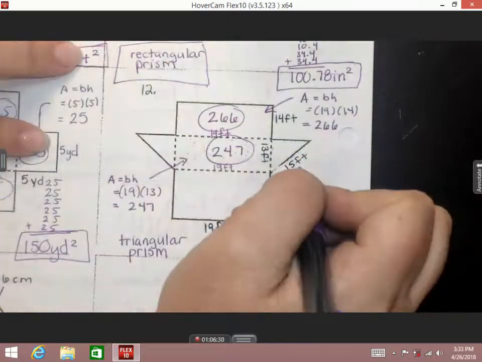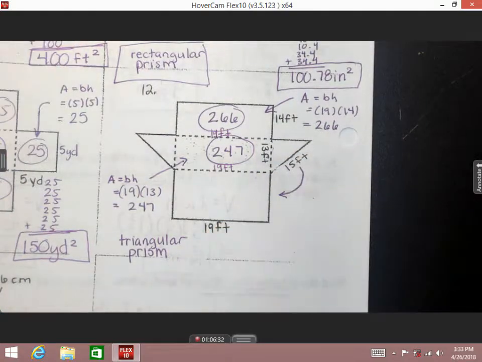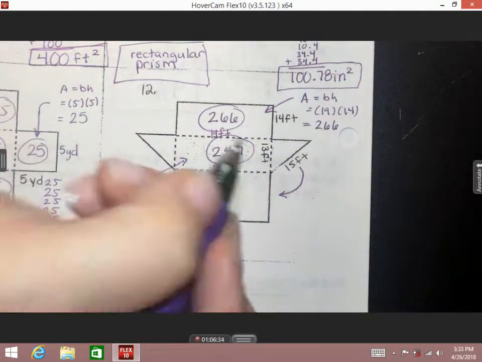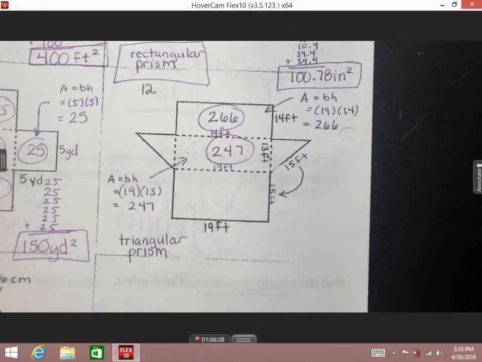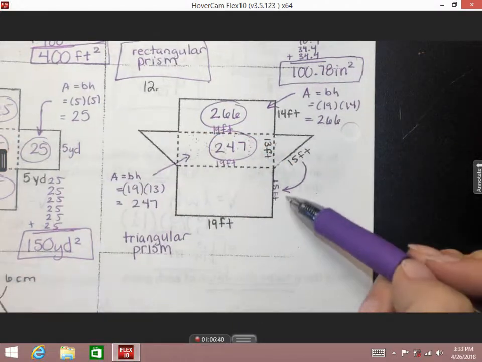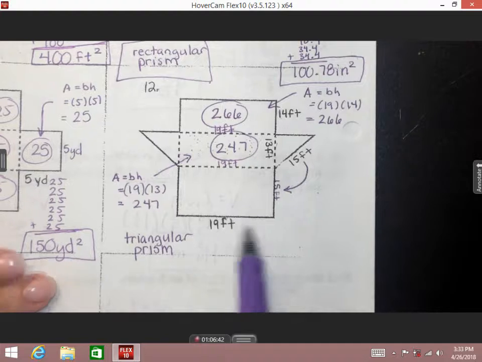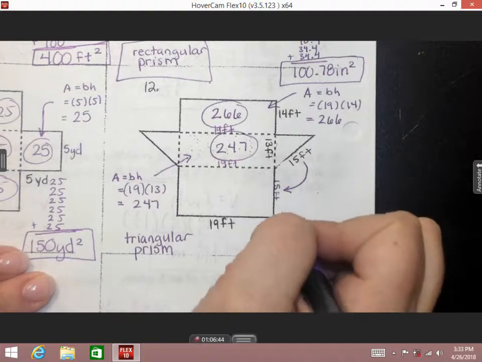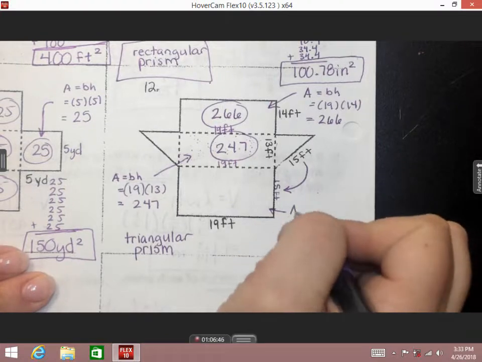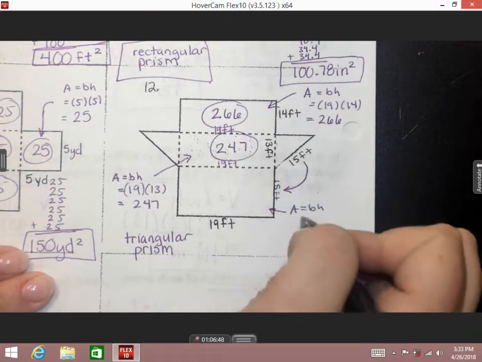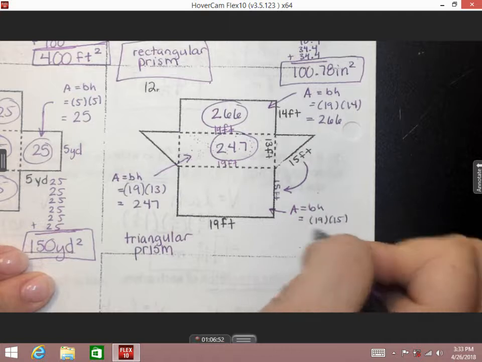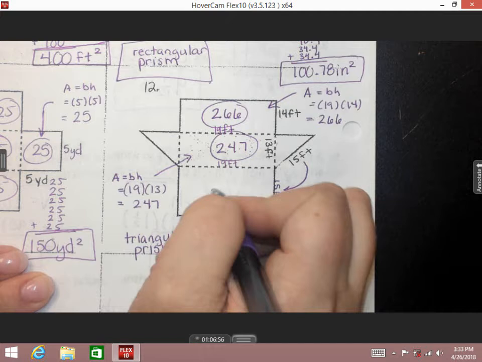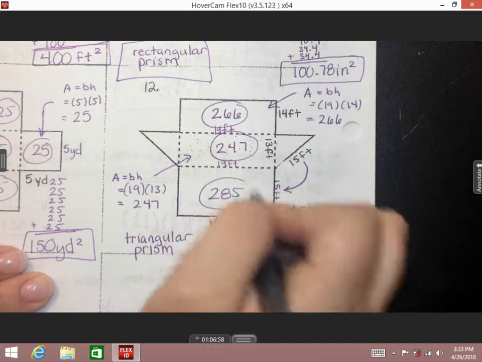So that means I know this 15 is really given to me as part of the rectangle, not even necessarily as the triangle. I could need it on the triangle, I might not. So now I have 15 feet, which gives me a height, and I already had a base. So we can go ahead and do this one. A equals base times height. So I get 19 was my base, 15 was my height, and 19 times 15 is 285. So I get 285. All right.